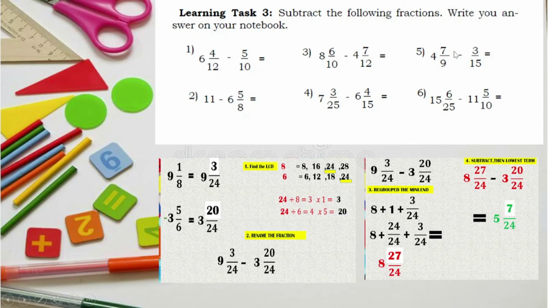Kasi pwede siyang 7 minus 3, pwede siyang isubtract. Then dito rin, find the LCD din. Yan. I-subtract yung whole number. Kunin yung LCD, i-subtract yung numerator. Yan.